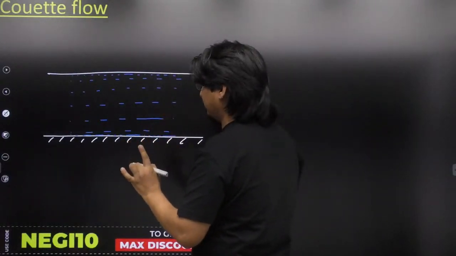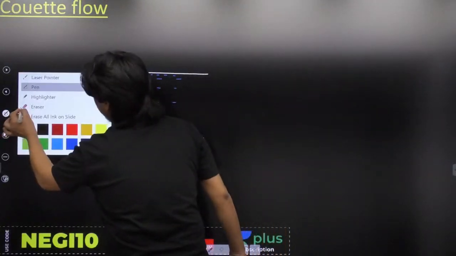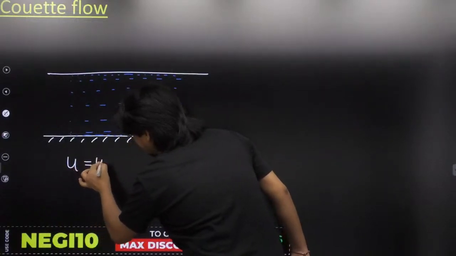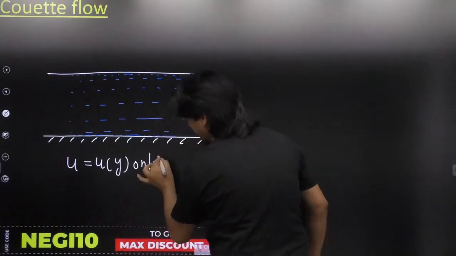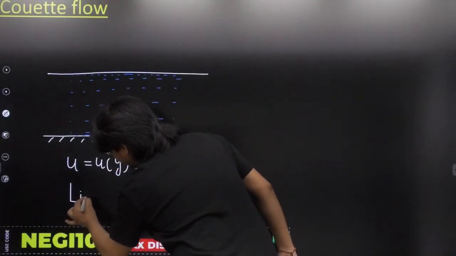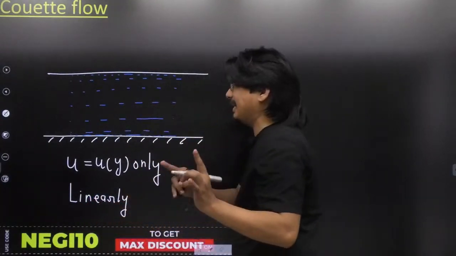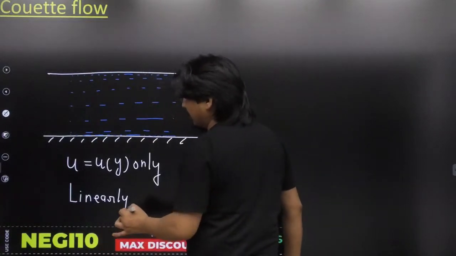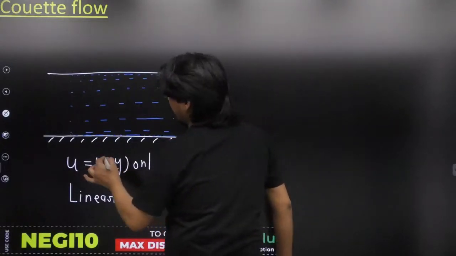Now listen carefully. I'm assuming a few things. Please observe. U is changing in the y direction only. This is one thing. Another thing, I'm assuming velocity is varying linearly. Now, if velocity is varying linearly, what is the meaning of that? Let me tell you. Please observe carefully.